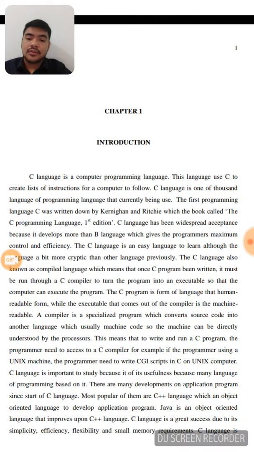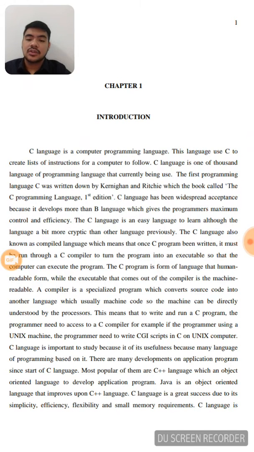The C program is in a human readable form, while the executable that comes out from the compiler is machine readable. A compiler is a specialized program which converts source code into another language, usually machine code, so that it can be directly understood by the processor. This means that to write and run a C program, the programmer needs access to a C compiler. For example, the programmer needs to use a Unix machine. They need to write a CGI script in C on the Unix computer.